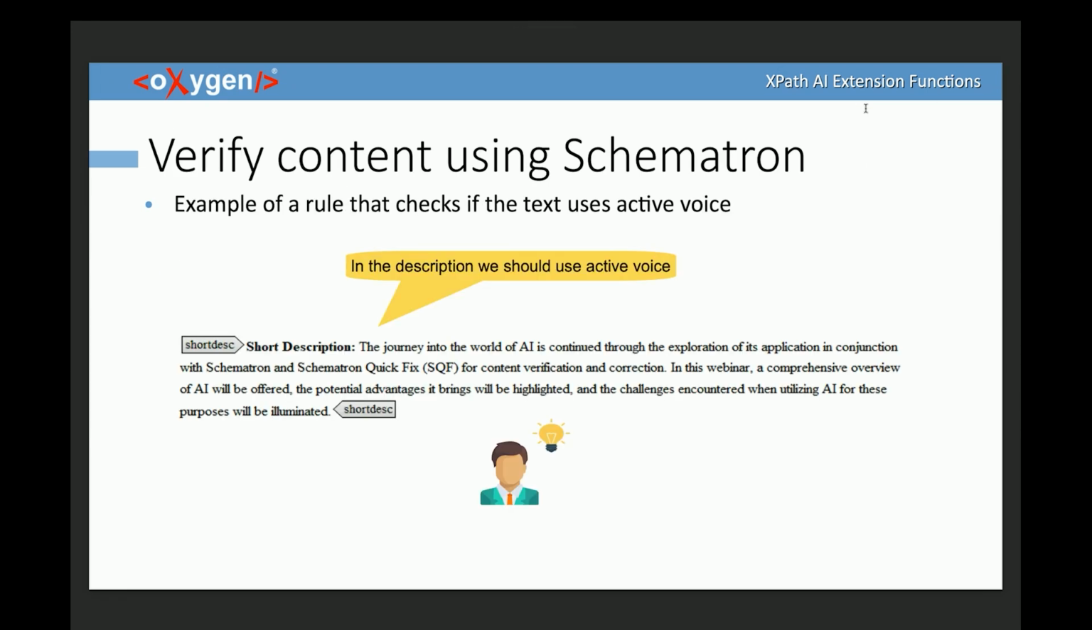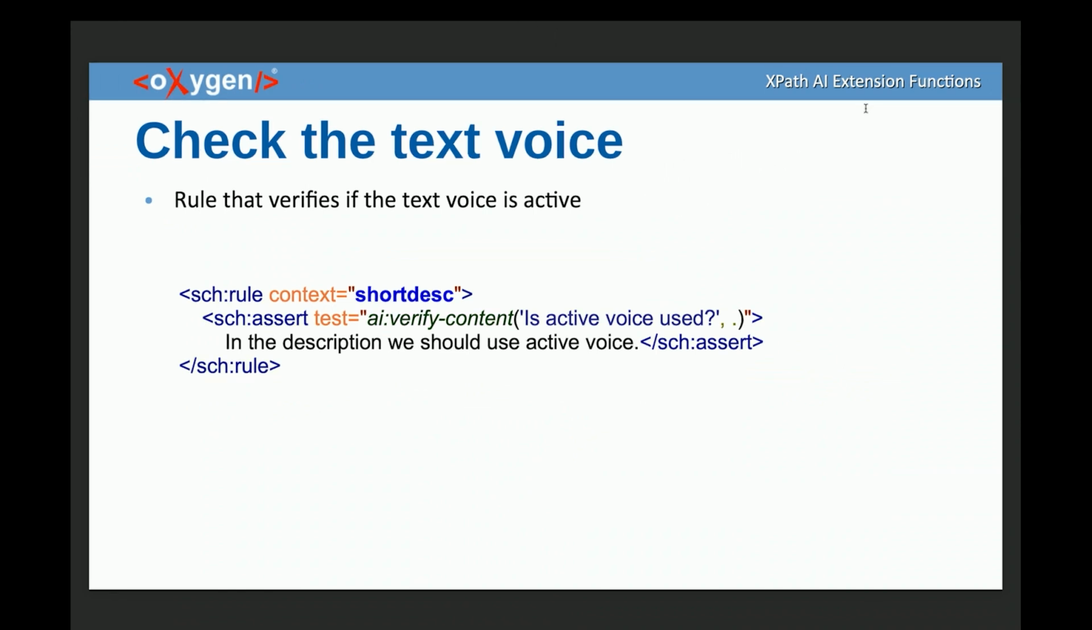Let's say you have content like this one, and this content doesn't use active voice. If you ask the AI engine whether this content uses active voice, it will respond with false. I can create a rule that checks my short description and uses this AI verify content function, with a prompt like this one, is active voice used, and then pass the content of the short description to the verify content function. If this assert fails, then I get the result from the AI that the active voice is not used. And I can show you an example.